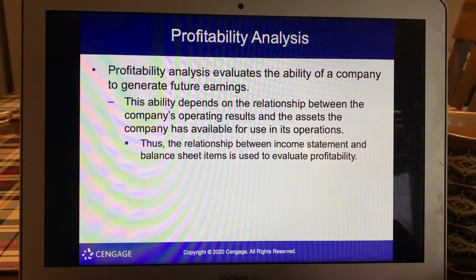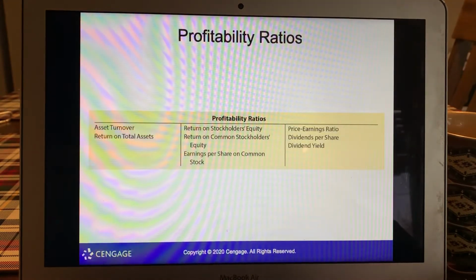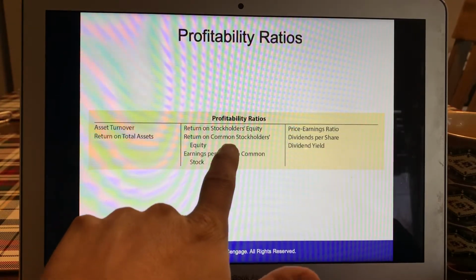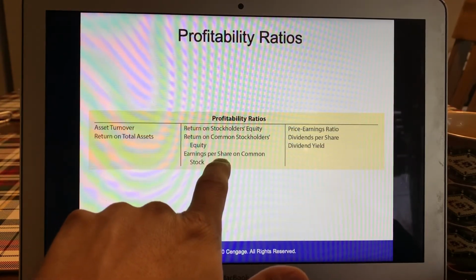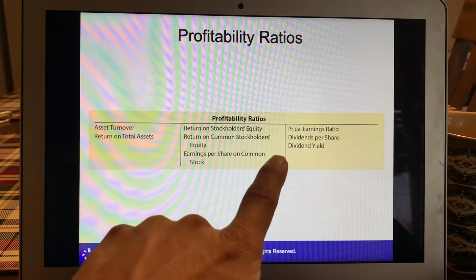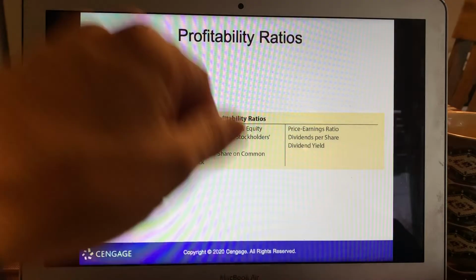Profitability analysis. Profitability analysis evaluates the ability of a company to generate future earnings. This ability depends on the relation between the company's operating results and the assets the company has available for use in its operations. Thus, the relation between income statement and balance sheet items is used to evaluate profitability. So here are the ratios: asset turnover, return on total assets, return on stockholders' equity, return on common stockholders' equity, earnings per share on common stock, price-earnings ratio, dividends per share, and dividend yield.